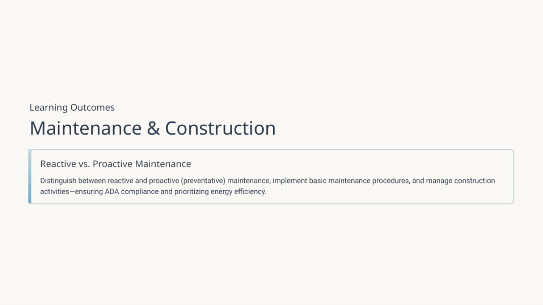Managing construction activities is also a key part of our responsibilities. We need to ensure that all work complies with ADA standards, making our spaces accessible and safe for everyone. Additionally, prioritizing energy efficiency in all construction and maintenance efforts helps us reduce costs and minimize our environmental impact. By understanding and applying these approaches, we can maintain a safe, compliant, and efficient environment that supports our overall goals.